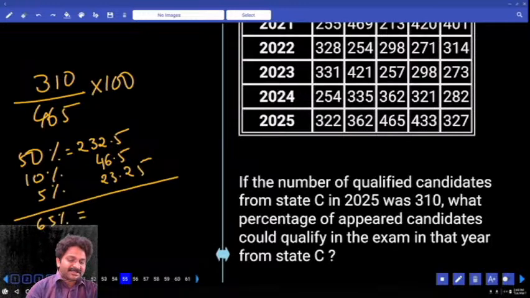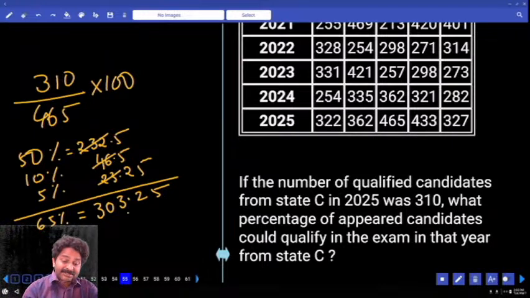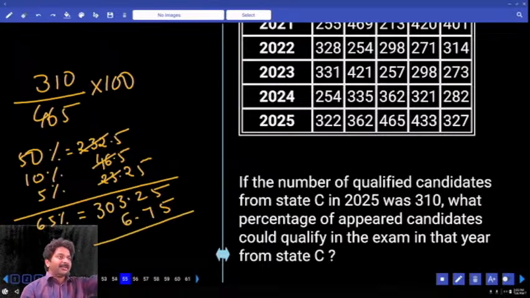Because all the options are nearby 65, I am directly taking 65. Are you okay with that? After decimal, 1.25. 0.25, 1 carry. 232 plus 1, 234. 234 plus 46, 280. 280 plus 23, 303. To this, you need to add 6.75. Then only you will get your numerator.